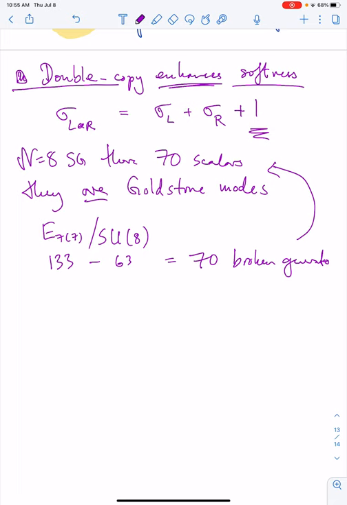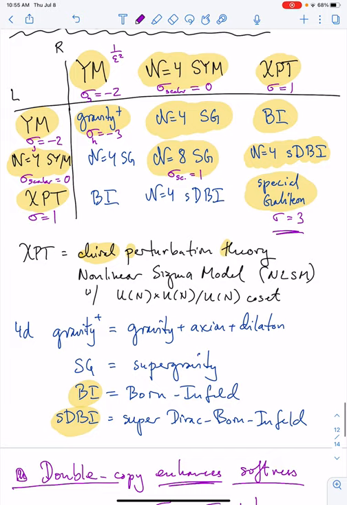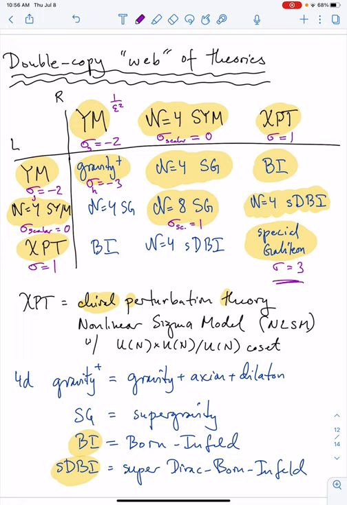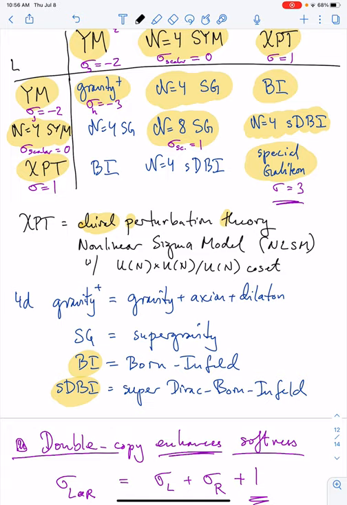Now, not all those 70 scalars arise from scalars in Yang-Mills, because there are only six real scalars in N equals 4 super Yang-Mills, and 6 times 6 only amounts to 36 of those 70 scalars. So the rest arise from the double copy of gluons of opposite helicity that give a dilaton-axion type scalar, as well as fermions, gluinos with opposite helicities. That amounts for all the 70 scalars, and we can talk more about it if you guys are interested. So the softness is enhanced, and you could go through the entire table that I showed you here and see how this softness relation that I wrote down here exactly holds.